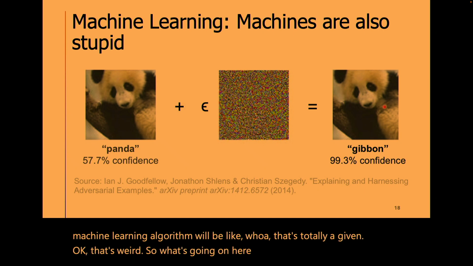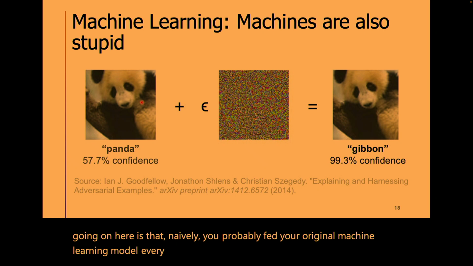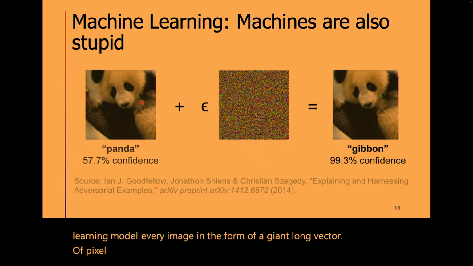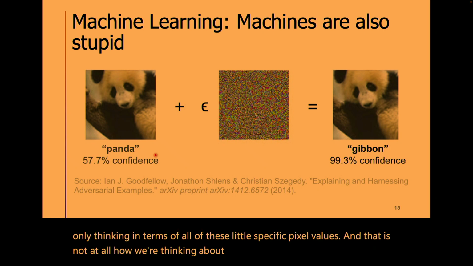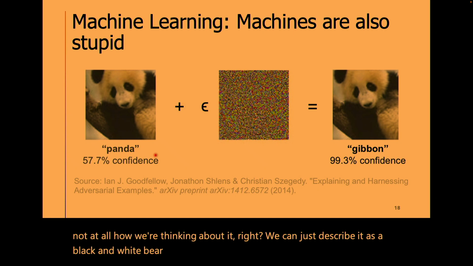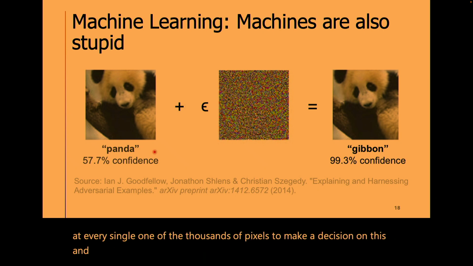Well, one of the things going on is that naively, you probably fed your original machine learning model every image in the form of a giant long vector of pixel values. And that's a really long vector. So this thing is only thinking in terms of all of these little specific pixel values. That is not at all how we're thinking about it. We can just describe it as a black and white bear-like thing. We don't have to look at every single one of the thousands of pixels to make a decision on this. And that's good, because we can't even tell that there's been any disruption to the image.